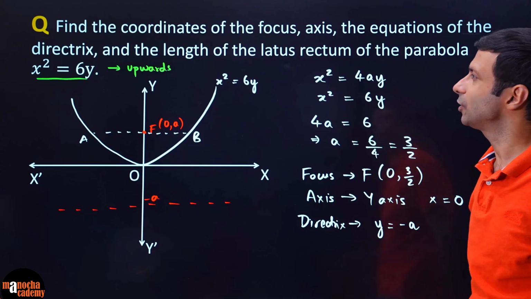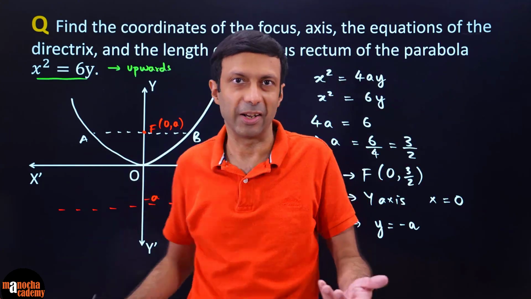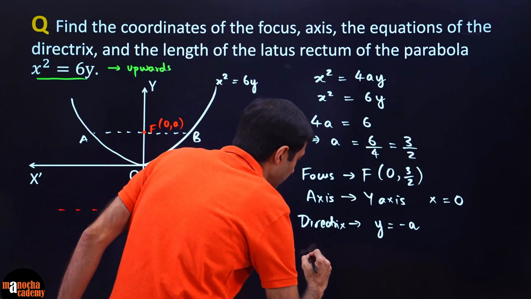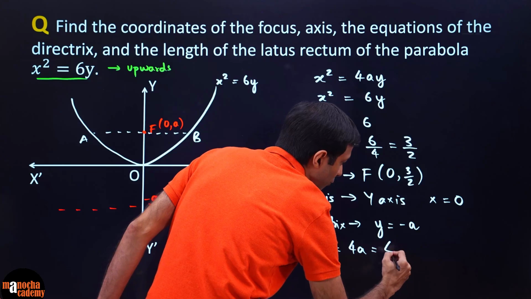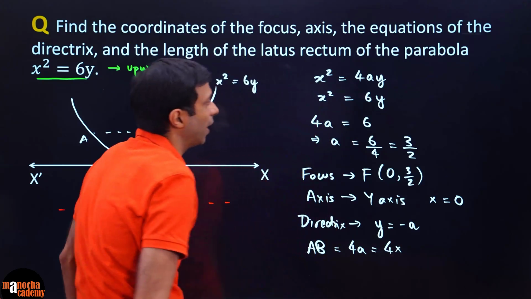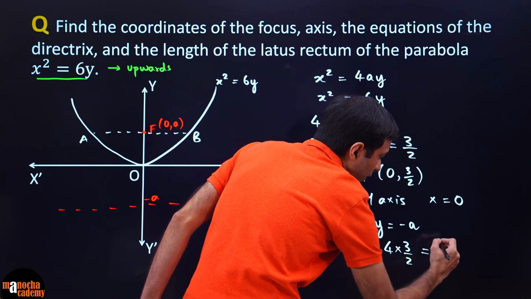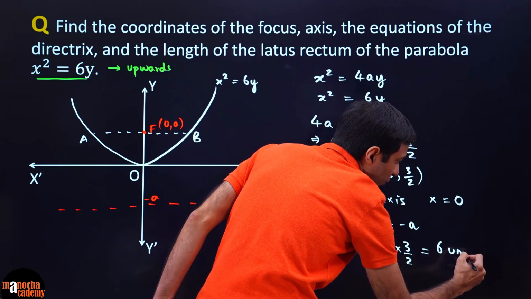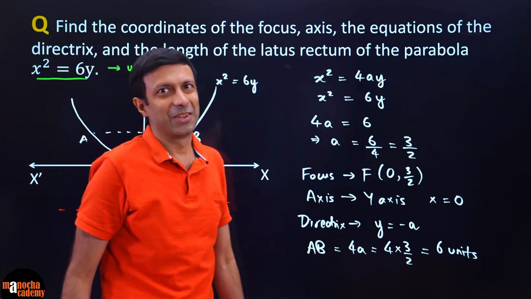And the length of the latus rectum. So latus rectum is AB of the parabola. And remember, the length of the latus rectum is basically 4a. So that's going to be 4 times the value of a we have found, 3 by 2. So let's plug in the value and we will get 6, and remember to write units in your answer. There you go, done. So easy.